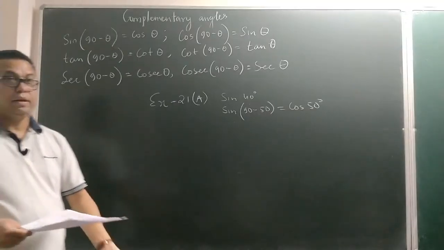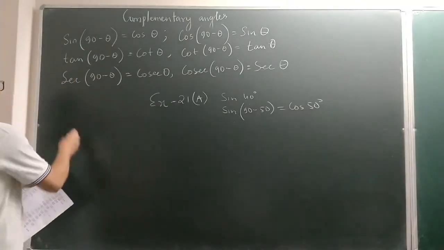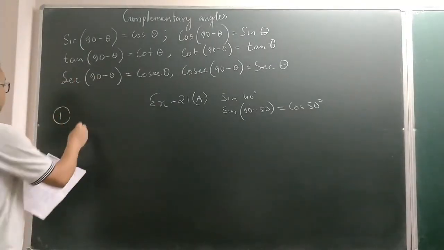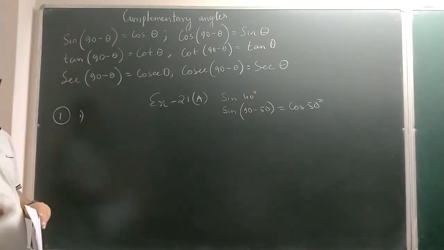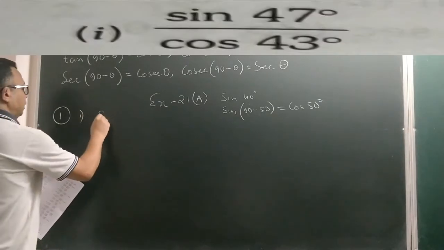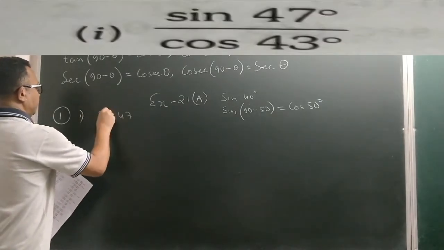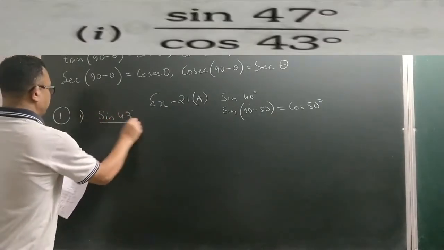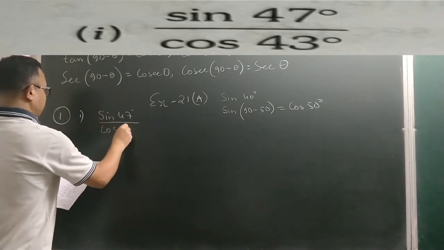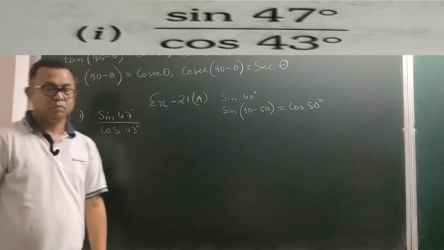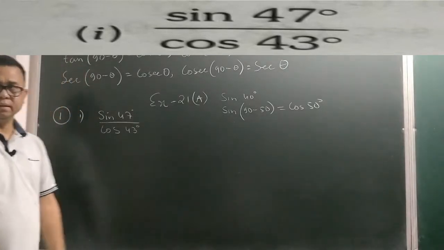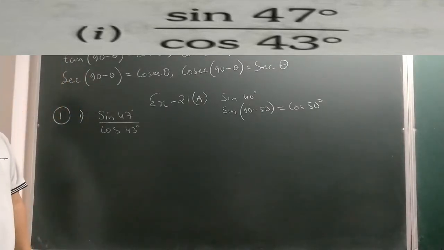Alright, here it is then, exercise 21A, question number 1. Evaluate the following. You are asked to evaluate, and the first one is sine 47 degree over cos 43 degree. Since this is a very simple question, that's why it is there in the beginning of your exercise.